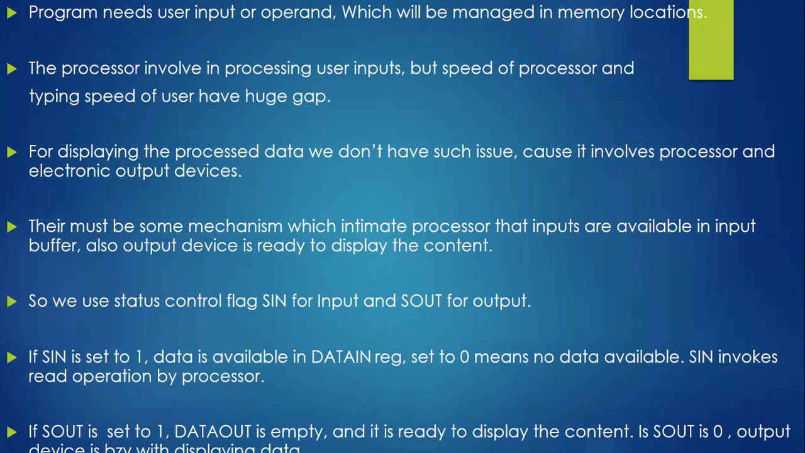Clear? For storing the operand, we don't have any issues. Whatever the user wants to store, he has a front-end option called save. If we save, memory automatically allots some location, and the content is stored in that location. We don't have any problem storing the information or operand in a memory location. But when it comes to the processor, we have some issues. The processor is involved in processing user inputs, but the speed of the processor and the typing speed of the user have a huge gap.